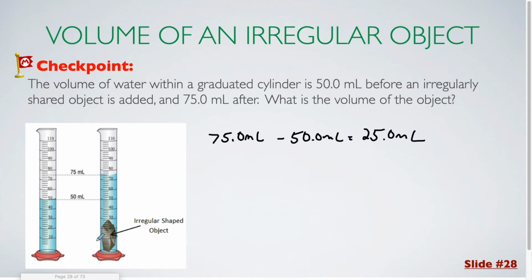And just like before, since this is a solid object, it doesn't really make much sense to keep this unit of milliliters, since that is really just the amount of water displacement that occurred. We would say that the volume of the object is 25.0 centimeters cubed.